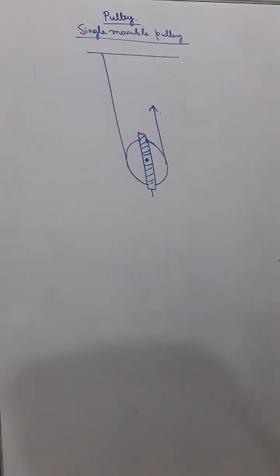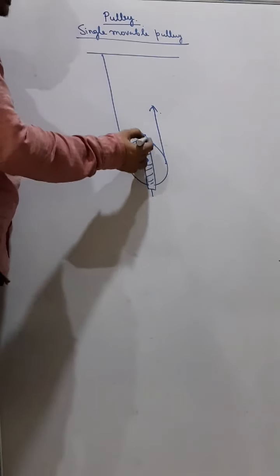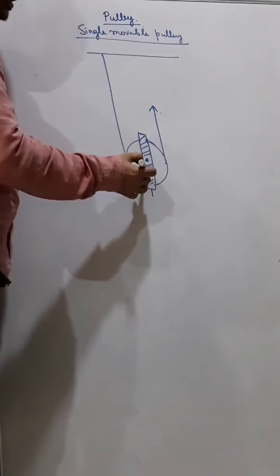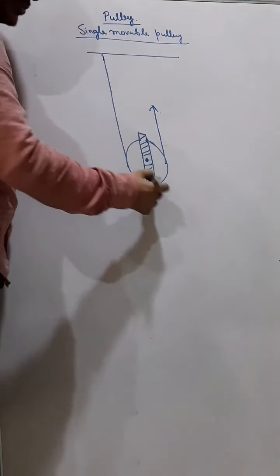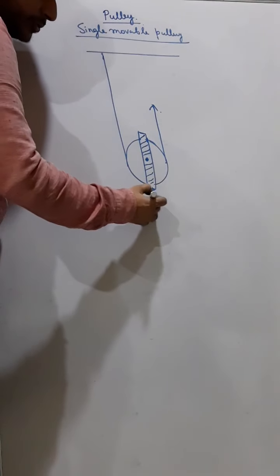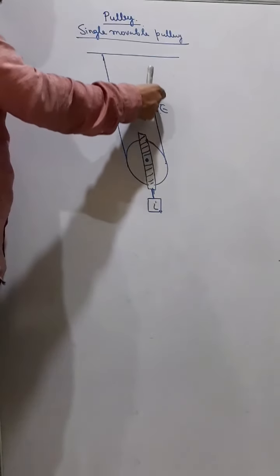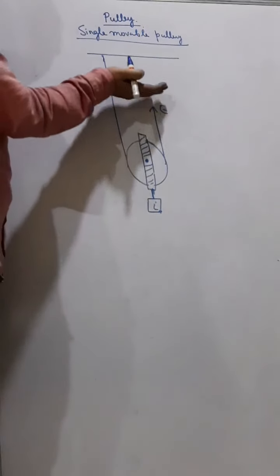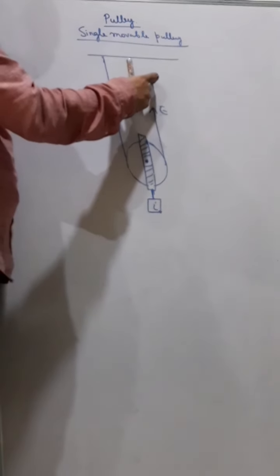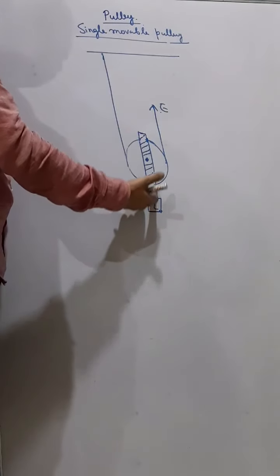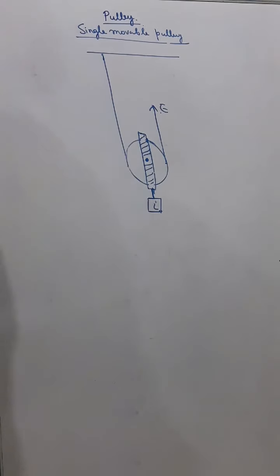Okay, now next is a single movable pulley. A movable pulley means its axis is movable. So this is the string, this is the pulley. We fix the load here, and this is our effort. We pull the rope upward, and as we pull the rope upward, the pulley also rotates and goes upward. The pulley moves, and therefore it is called a movable pulley. As the pulley moves, the load also moves upward. So this is a single movable pulley.